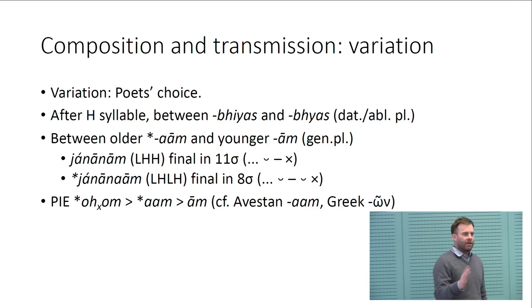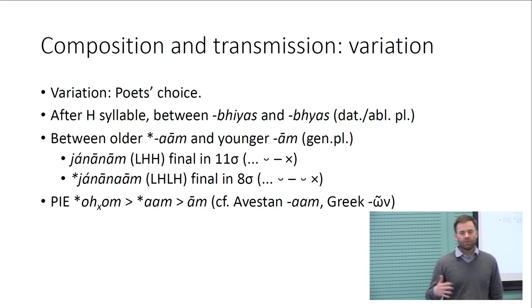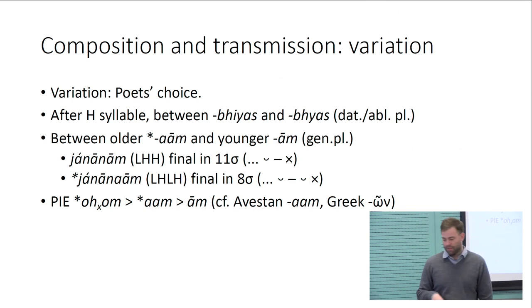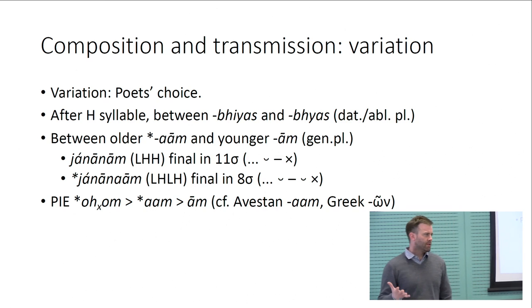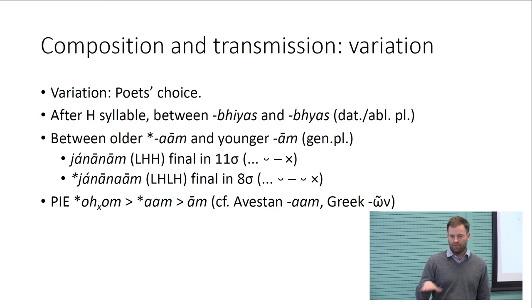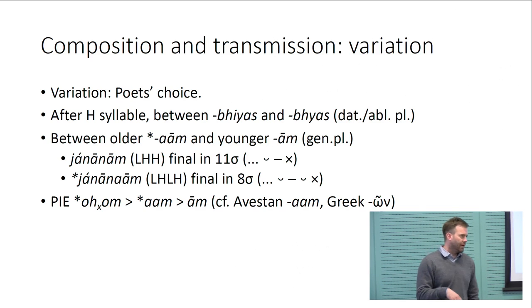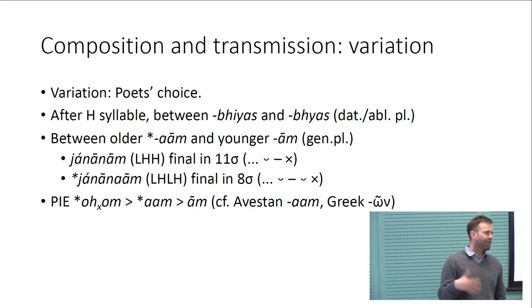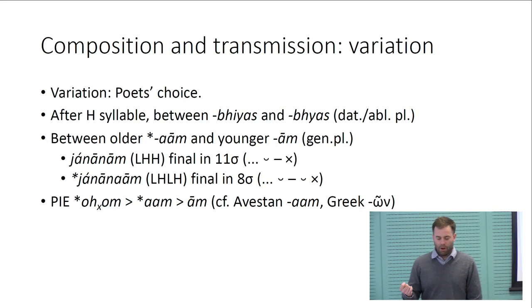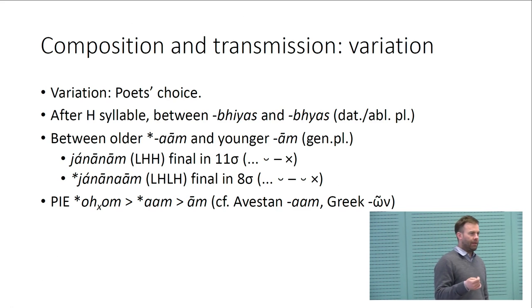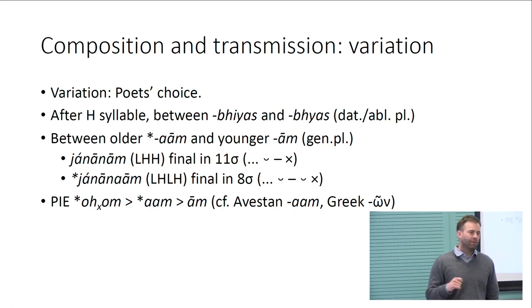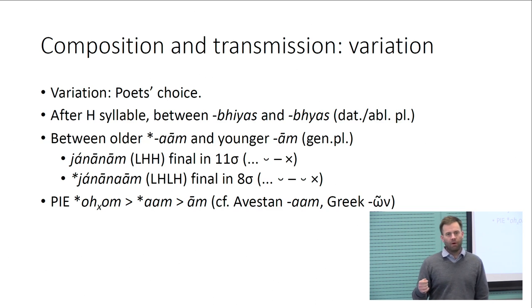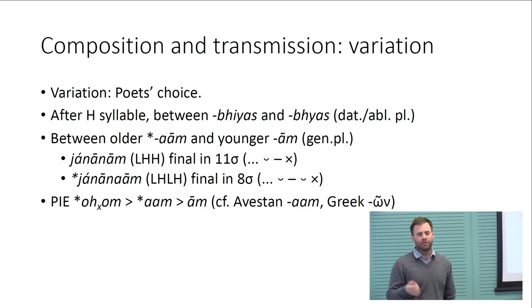Okay, so those are pretty exceptionless cases, and then there are cases where you actually have very good evidence for variation. And this seems to have been up to the poet to use whichever form he wanted to. And I don't think this variation has been very closely studied, so there may be more factors than just metrical factors going on here, but it looks pretty metrically determined to me. And so a well-known case is the dative ablative plural suffix bhyas, which can be realized either bhyas or bhyas, wherever it comes after a heavy syllable, and that's just up to you as the poet.